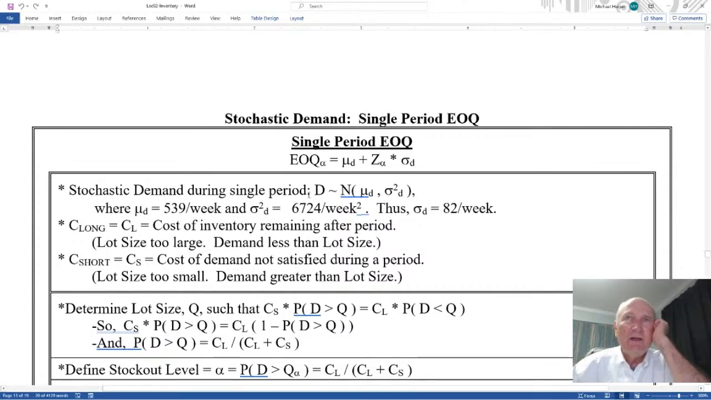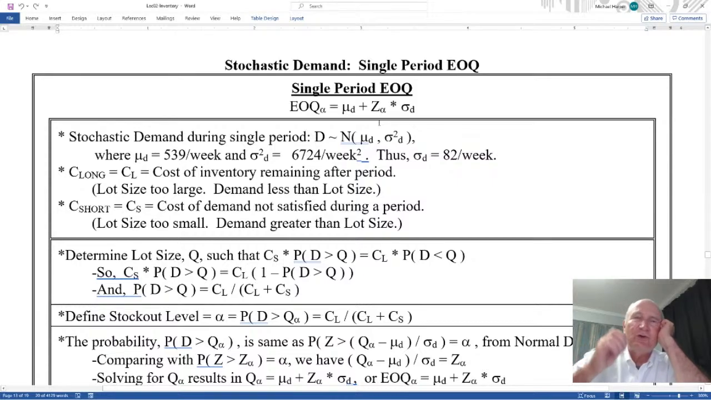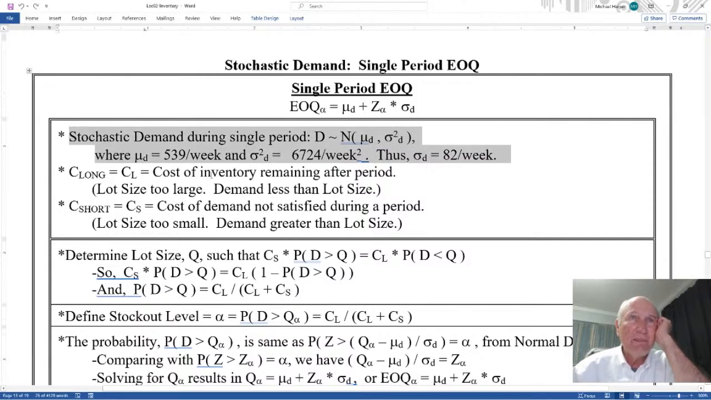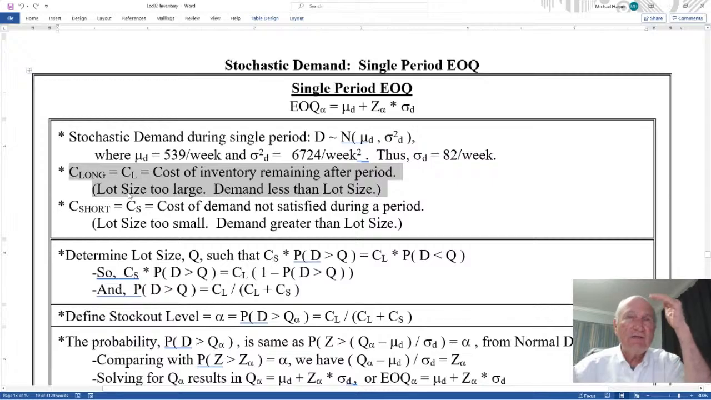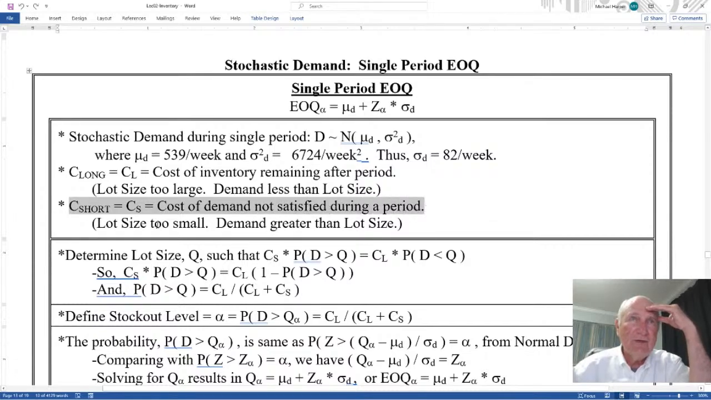Okay? Well, here's how you analyze it: you only order one time, and the next time you order, you'll consider it again. You do a reevaluation. So this is a single period, not multiple period. We're assuming stochastic demand during that period. And now you're looking at the long cost, the cost of inventory remaining after a period, where the lot size is too large, you ordered too much. Short cost, where the demand is not satisfied during a lead time, you didn't order enough. Lot size is too small. The demand is greater than the lot size.